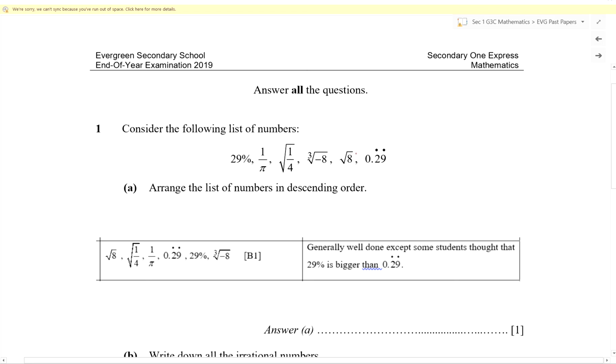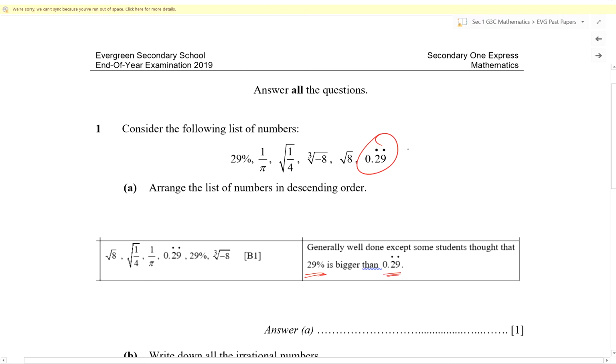Once you have used your calculator for all these values, you'll find that square root 8 is actually the largest, all the way down to the cube root of negative 8, which is a negative number. So here, this was generally well done last year, but some students thought that 29% is bigger than 0.29 recurring.